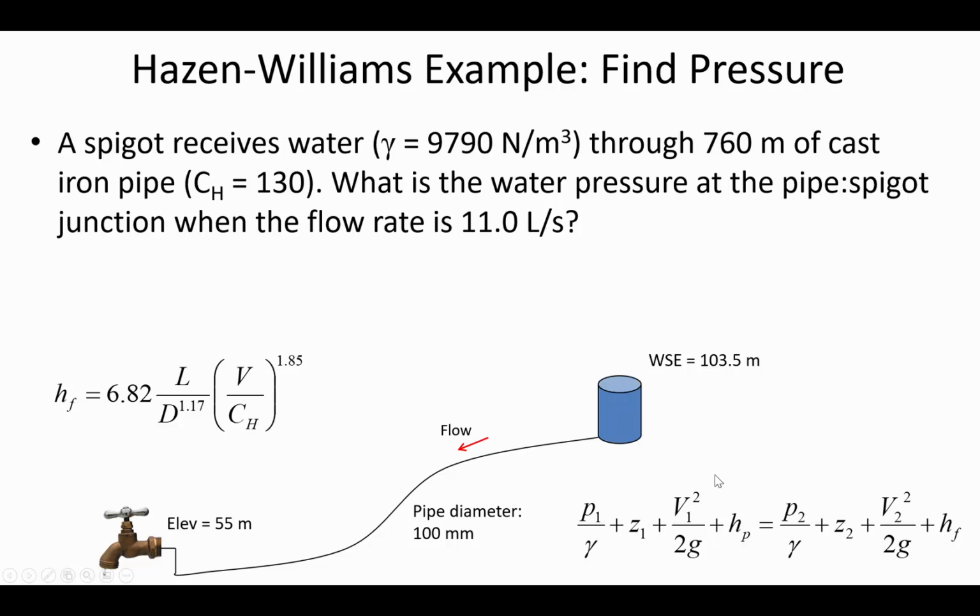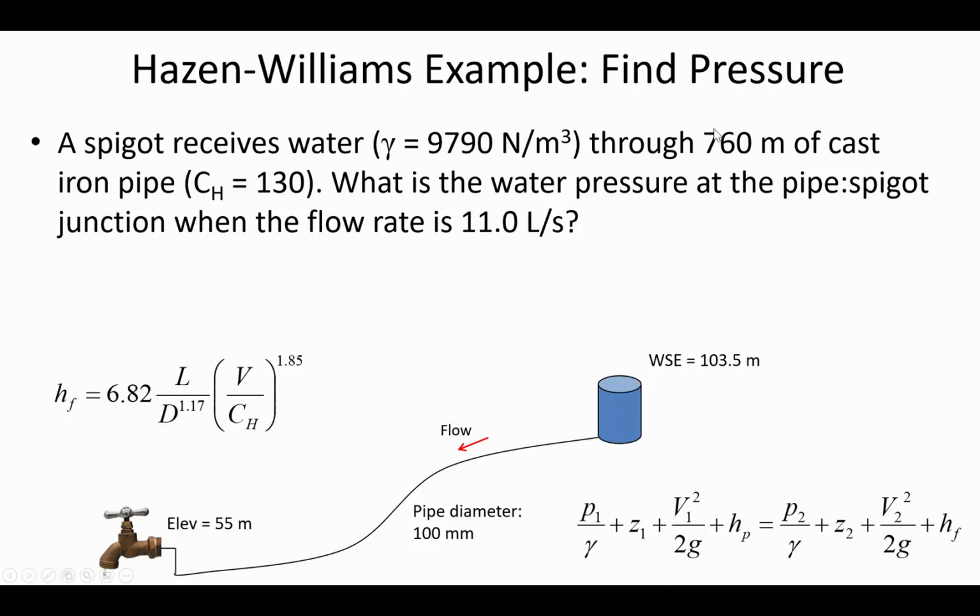Even if it wasn't, if the velocity was going down 1 centimeter per second or something like that, velocity head is usually a pretty small part of the overall energy. If you have 1 centimeter per second, so 0.01 meters per second squared divided by 2g, there's going to be essentially no energy wrapped up in the kinetic energy at location 1.